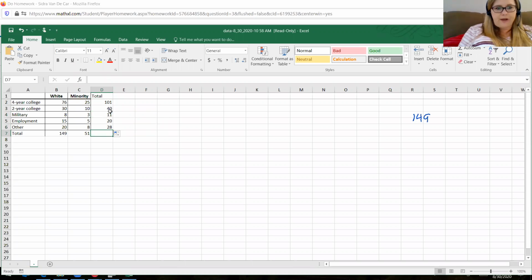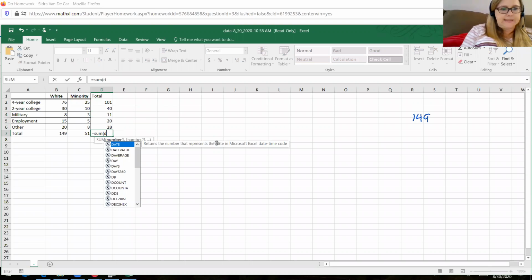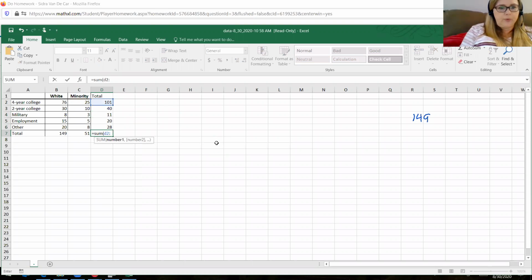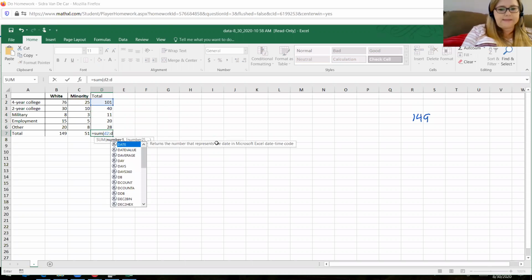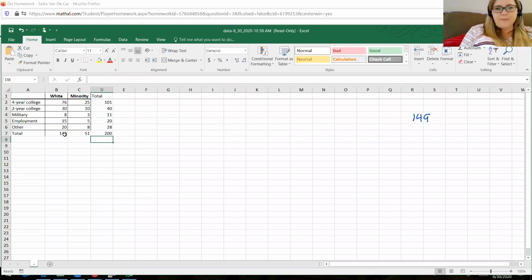And so then if I add these totals going down, I'll go sum D2 through D6. Notice that should match this plus this. These two added together also give me the 200. It's the total of this column and this row, okay?